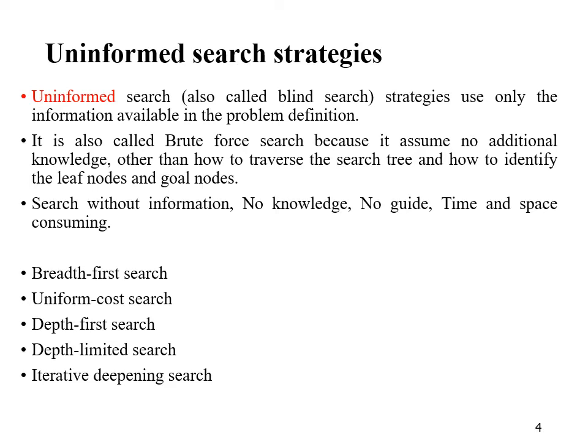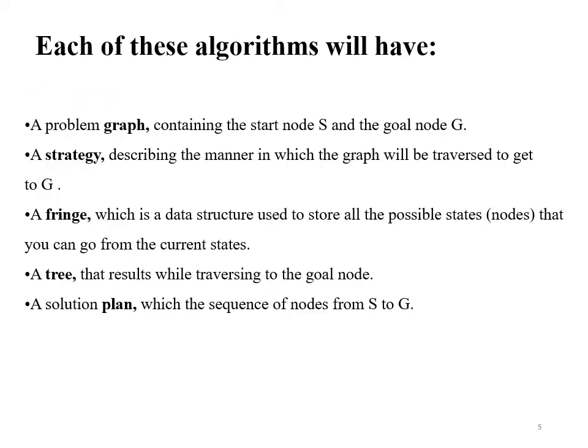There are several strategies that come under uninformed search strategy: breadth first search, uniform cost search, depth first search, depth limited search, and iterative deepening search. Each of these algorithms will contain the following key points. The problem graph contains the start node S and the goal node G.